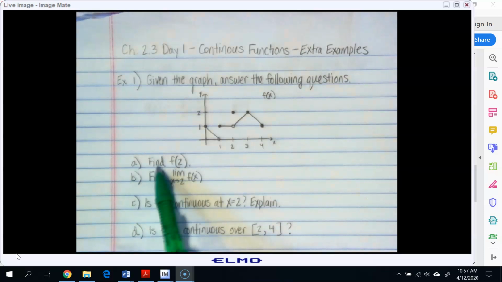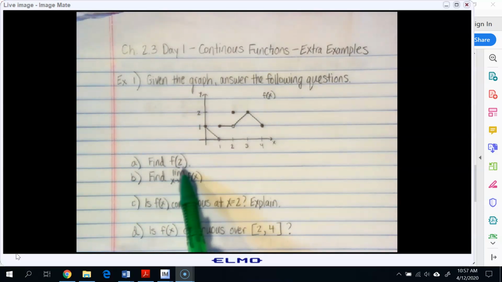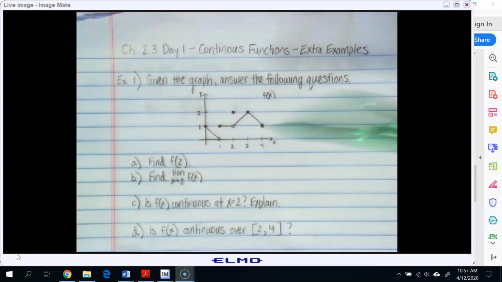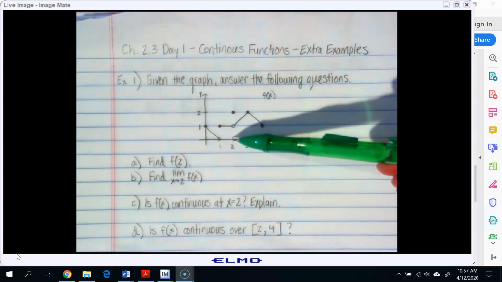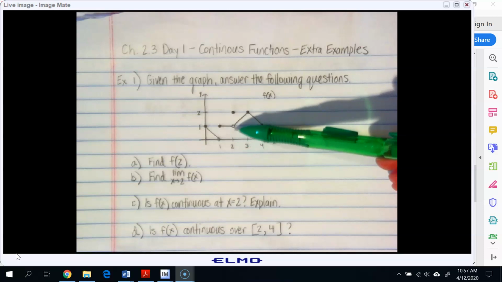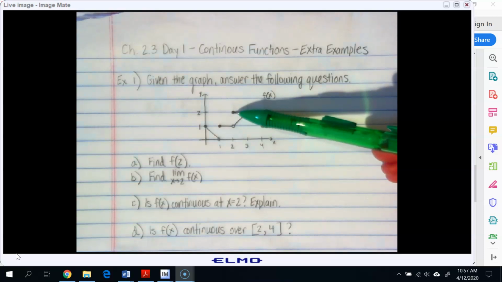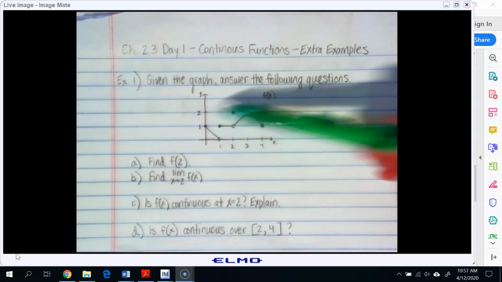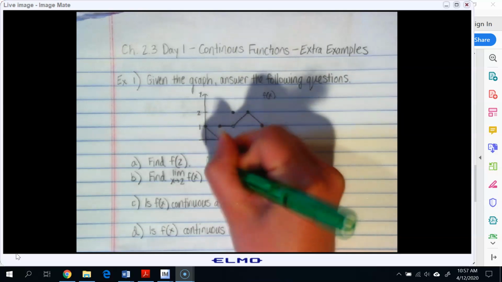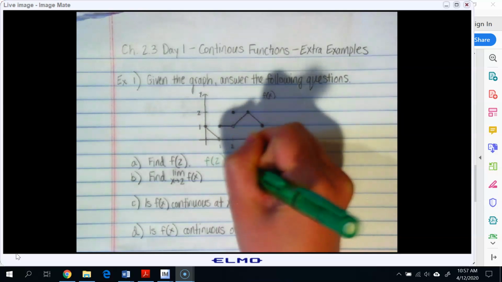Okay, part A says find f of 2. So f of 2 means where is the function defined when x equals 2? Well, if I go to x equals 2, I know a lot of people can get confused, but this is a hole. That means it's not defined there at x equals 2. It's only defined where there's a closed point. And so this is where it's defined at 2, and the y value would also be 2. So f of 2 would equal 2.